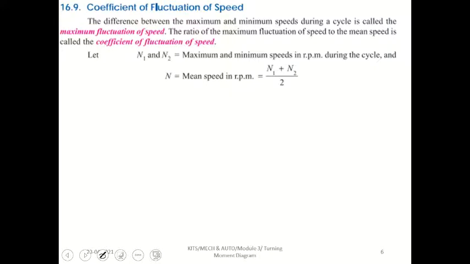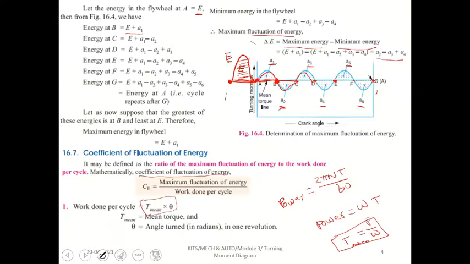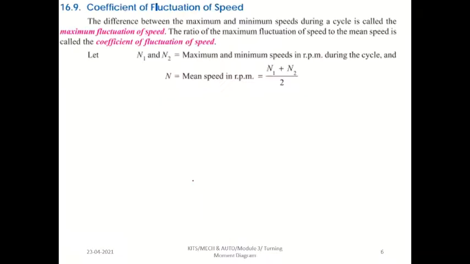Coefficient of fluctuation of speed. Here we had coefficient of fluctuation of energy, which is maximum fluctuation of energy divided by work done. But here, coefficient of fluctuation of speed means the difference between the maximum and minimum speed during a cycle, divided by the mean speed.